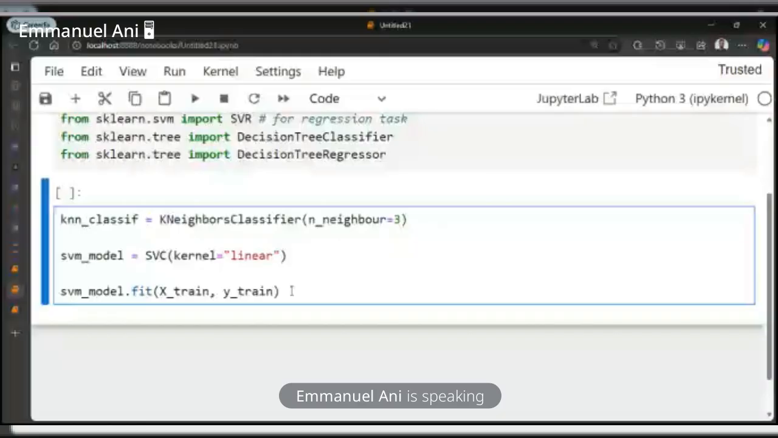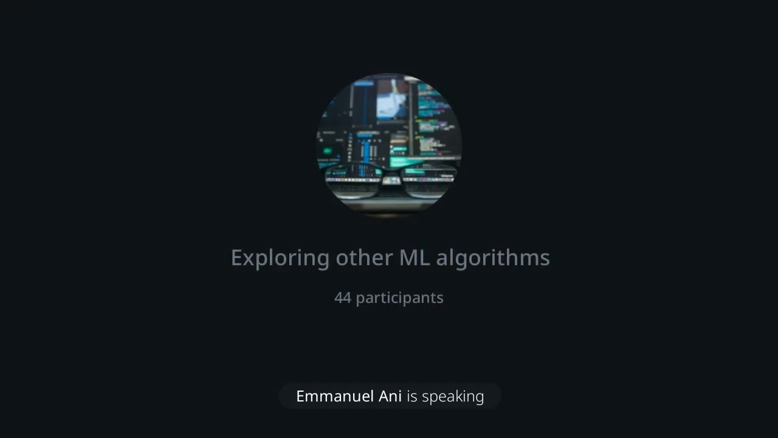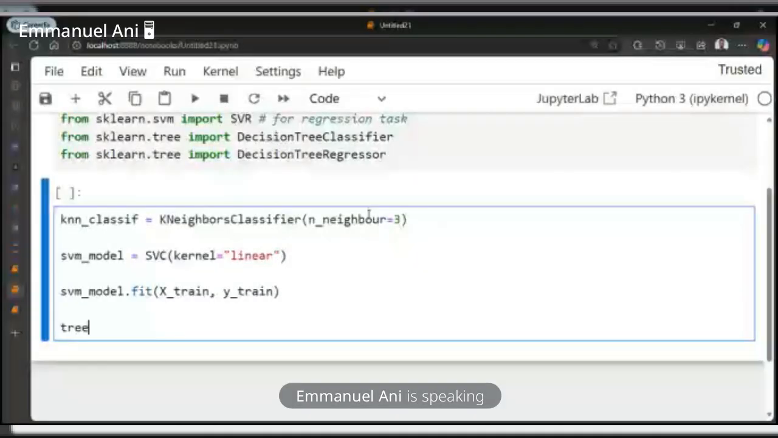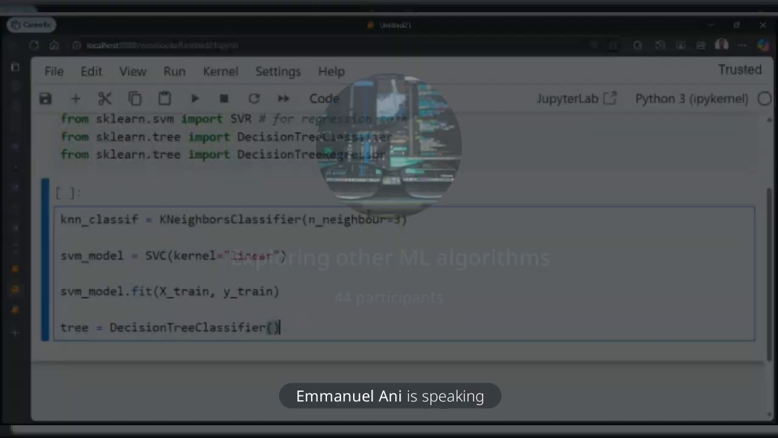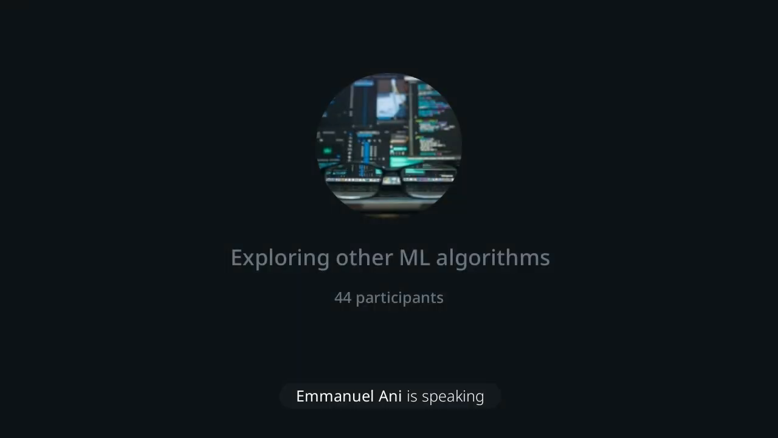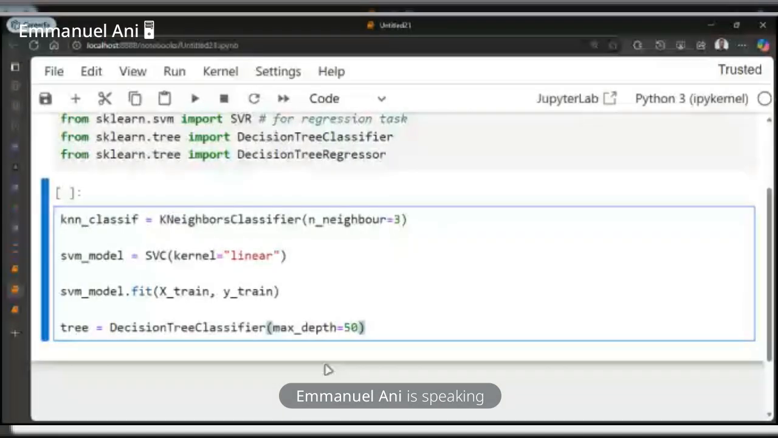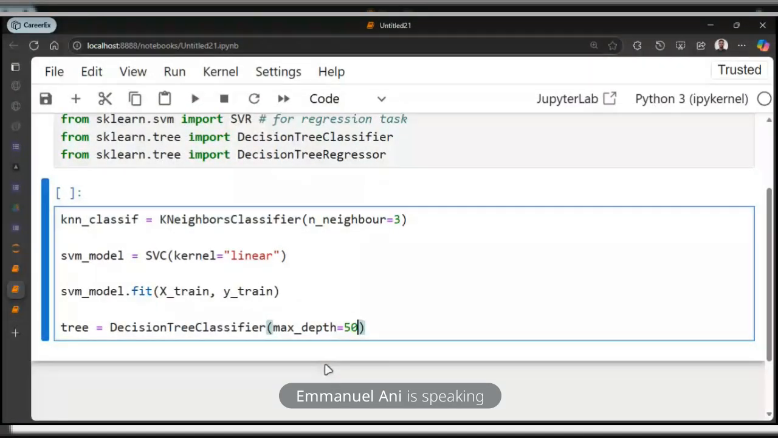So you just import it and follow the normal steps. You can come here and say tree, then decision tree classifier, and you can select max depth. So you can say max depth 50 or whatever. Your max depth is something that you can fine tune as well. If you have a lower max depth, it might not give you good performance, so you might need to increase your max depth. If you leave your max depth as None, your decision tree will split till there's nothing else to split, so you can actually cause overfitting.